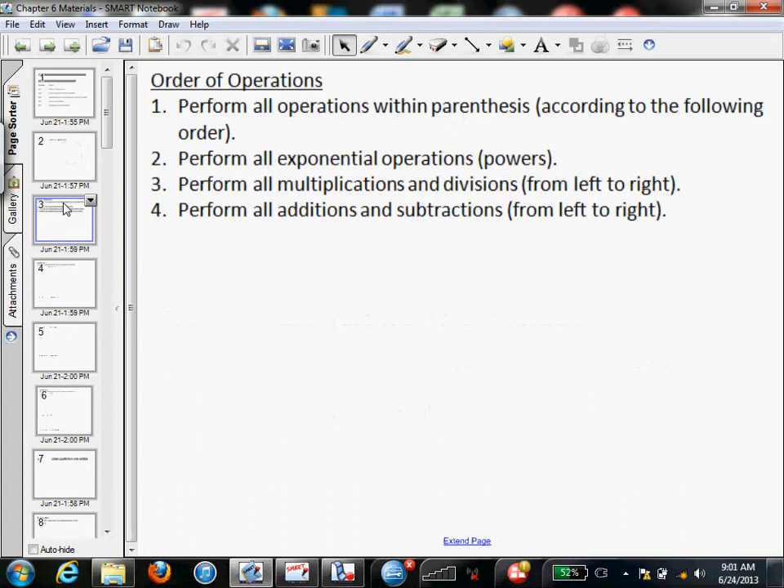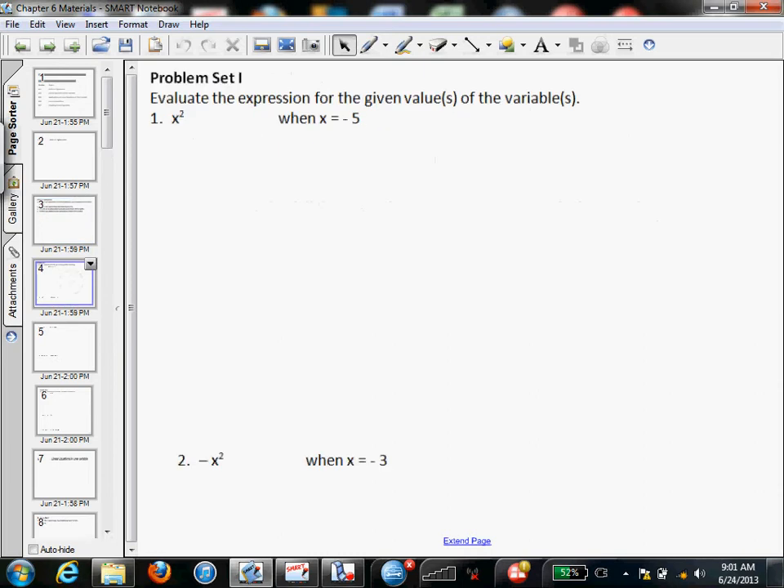Here are the order of operations. If you would like to review them, please stop the video now to read the slide or refer to the notes posted in the course. So problem sets found in 6.1.